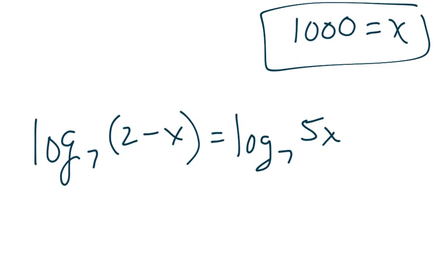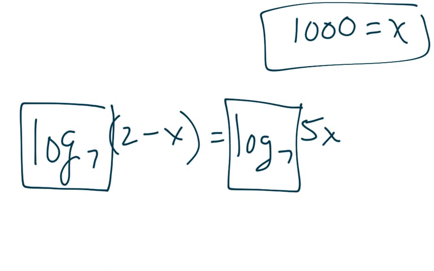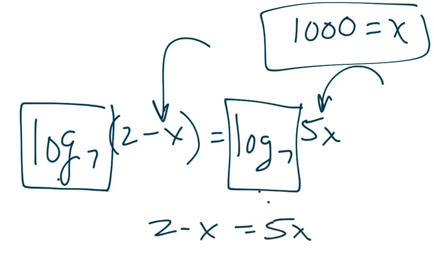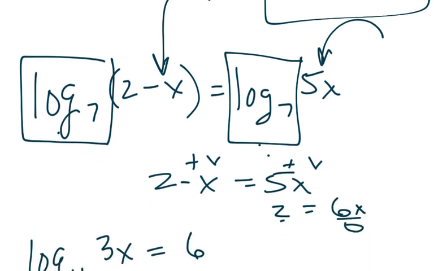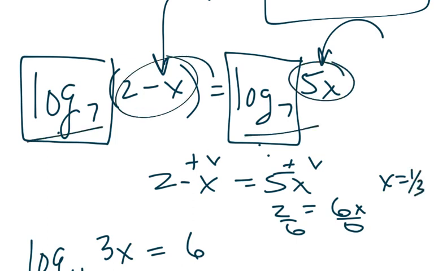Another thing is to simply notice, hey, wait a second. Look, this problem has log base 7 on both sides, doesn't it? Well, if these are the same, then that means these two things have to be equal. So 2 minus x equals 5x. Let's add x to both sides. We'll get 2 equals 6x. Divide by 6, and you get x equals 1/3. So if you ever see this, you can just set these two things equal to each other.